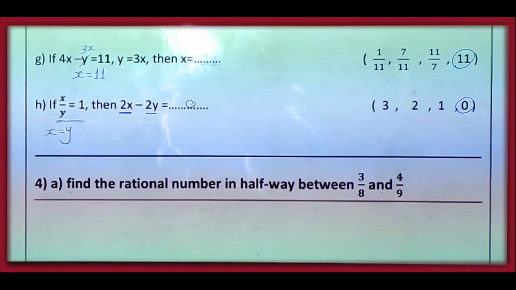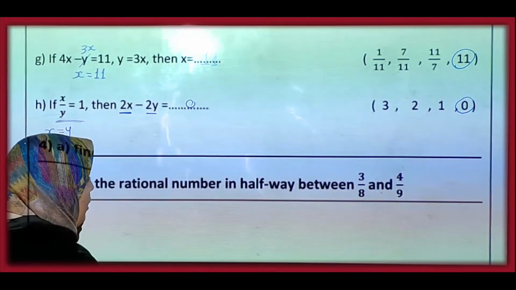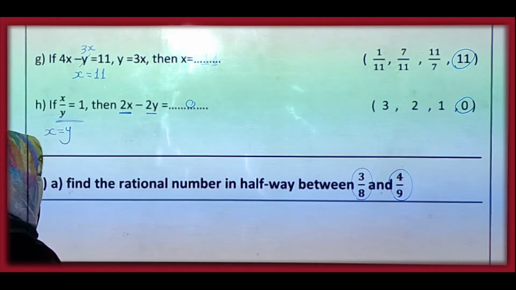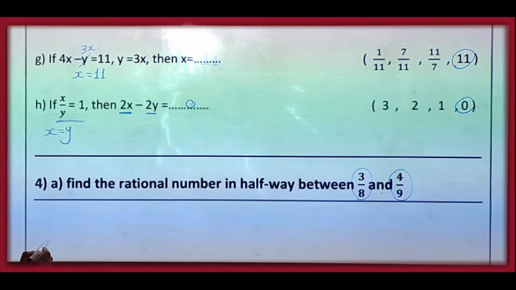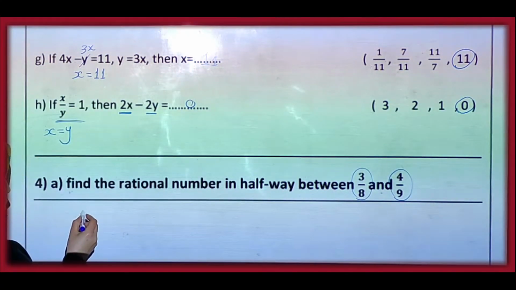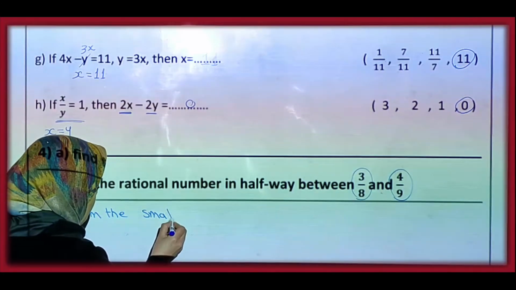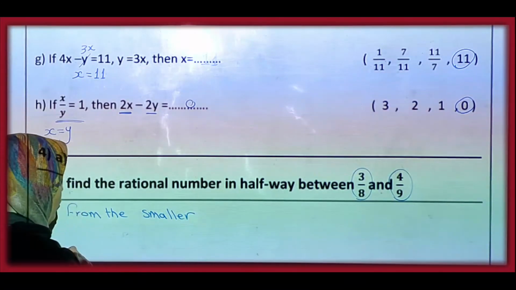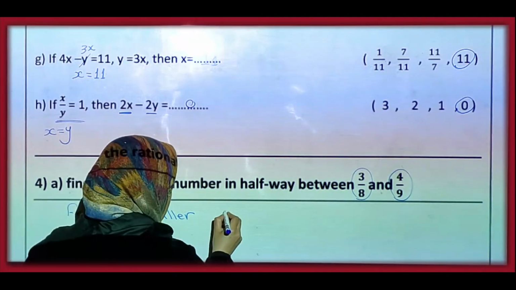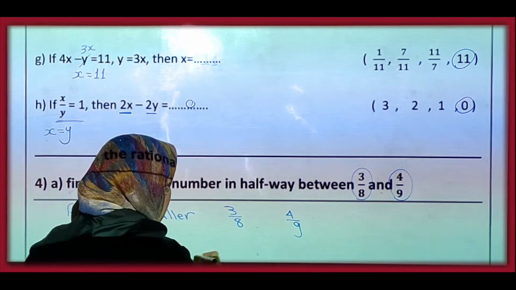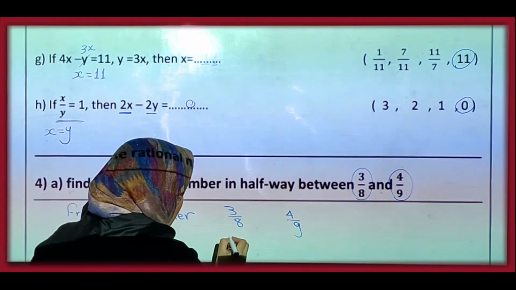Question number 4, find the rational number halfway between 3 over 8 and 4 over 9. We can answer this question by 3 methods. We saw one of them in the first question, so by another method, from the greater or from the smaller, we reach the same number. From the smaller, 3 over 8 and 4 over 9. At first, we need to find the smaller number.